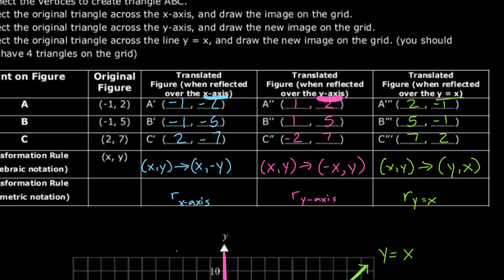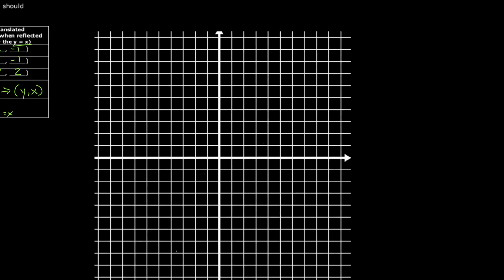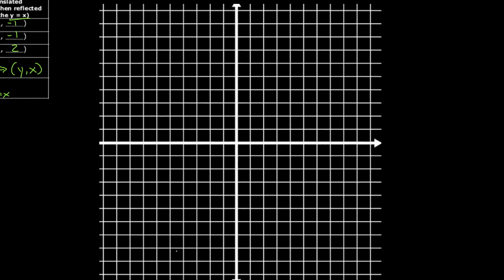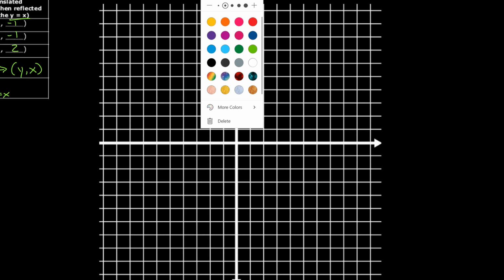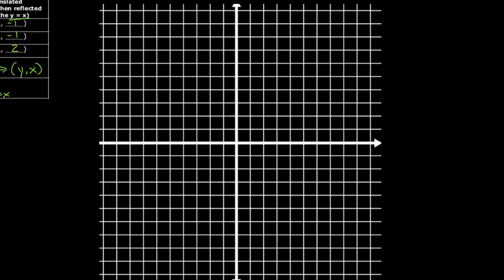Any questions on this? Okay, before we start the Khan Academy practice though, I do want to show you one thing. On the last part of the Khan Academy, it is going to ask you to draw the line of reflection. So say I have this point, A prime.